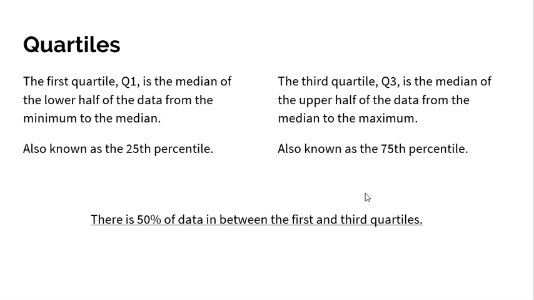The third quartile is the median of the upper half of your data, from the median to the max. So if you look at the top 50% of your data, this would be between that. So this is known as the 75th percentile.